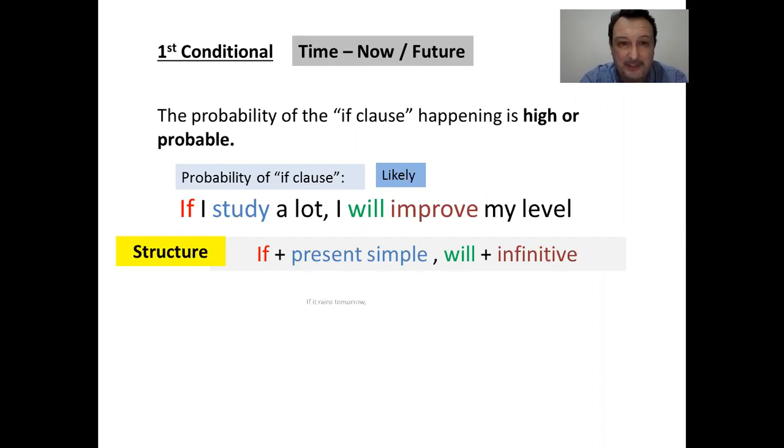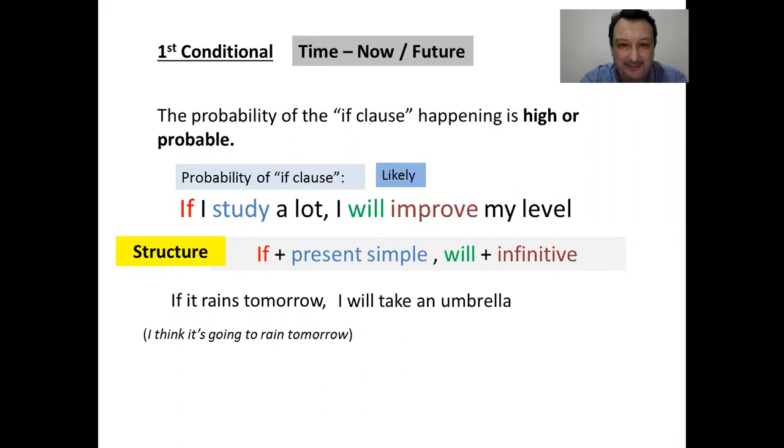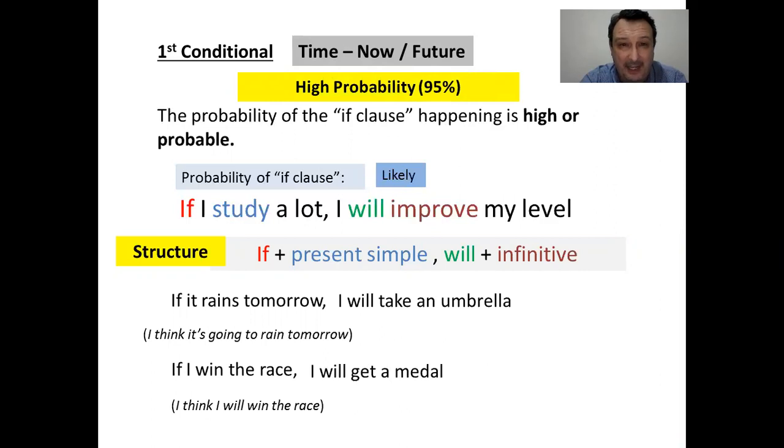Let's look at a couple of examples. If it rains tomorrow, in this example, I think it's going to rain tomorrow. I think there's a high probability it's going to rain tomorrow. Okay, I will take an umbrella. Another example: if I win the race, well, in this case, I think I am going to win the race. I think I have a good chance of winning the race. So if I win the race, I will get a medal. Okay, so that's the first conditional. We're talking about now and the future, and we think there's a high probability of it happening. Let's say 95%, just to put a number.